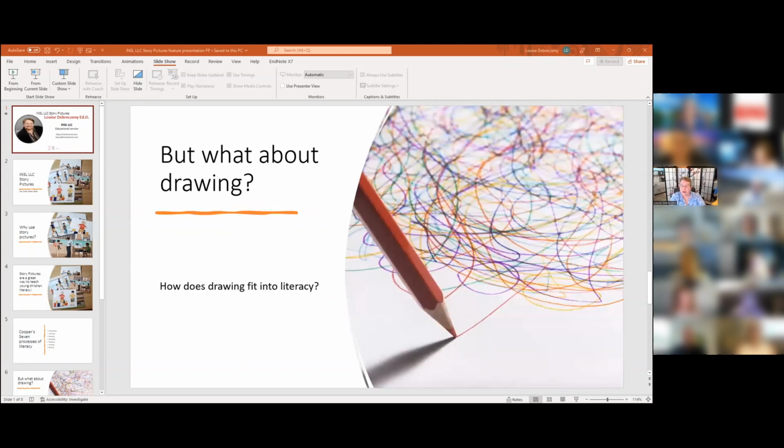But what about drawing? I know those of you who know me have heard me talk tons and tons about how I draw and write with students. So what about drawing? How does that fit into literacy? And a few years ago, I was thinking to myself, well, drawing has to be the 8th literacy. And then I started looking at Cooper's 7 processes of literacy, and I realized that drawing was the missing piece. And I'm going to switch to my document camera to show you what my thinking on that was.